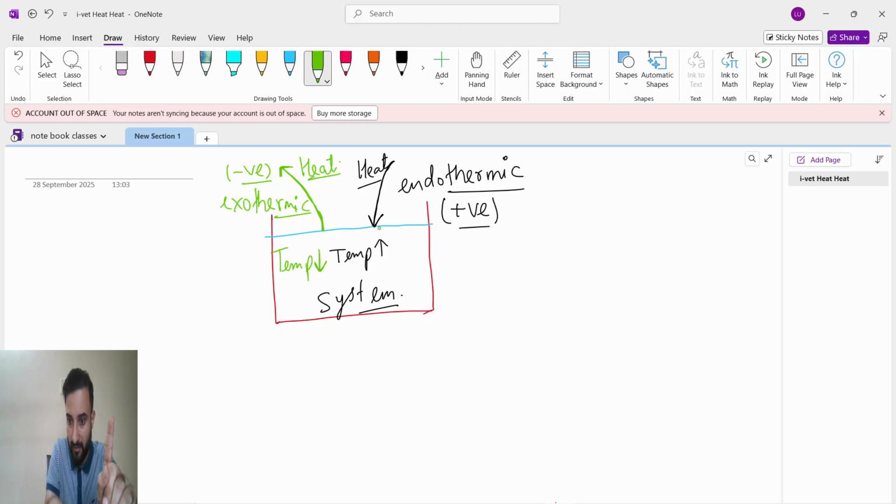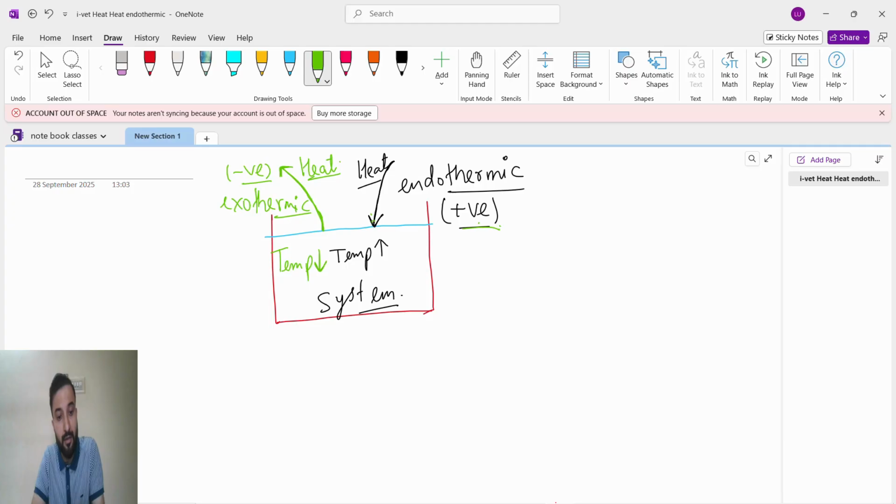Heat going inside means an endothermic process. If anything is happening on the system, it is positive. So here also you can see heat is on the system. Heat is acting on the system. Why? Because the system is absorbing the heat. So heat is acting on the system. Anything on the system is positive.